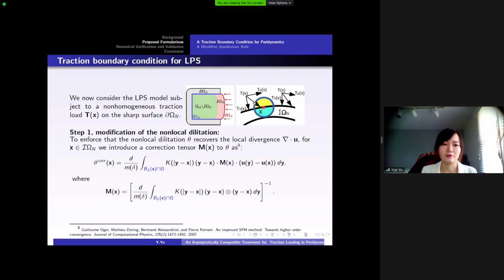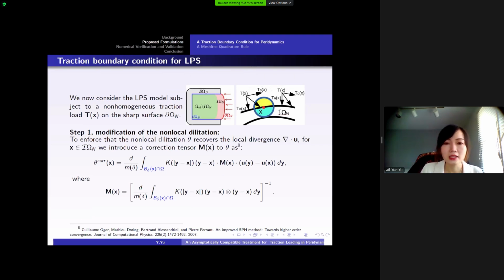Therefore, we need to propose some modifications, or maybe estimates, to fix this missing integral. As the first step, we propose a correction tensor for the nonlocal dilatation term. This idea is inspired by the SPH method. We develop a correction tensor as follows, and then a corrected nonlocal dilatation operator theta. This correction tensor guarantees that as long as our displacement is linear, the corrected nonlocal dilatation still recovers the corresponding local dilatation.